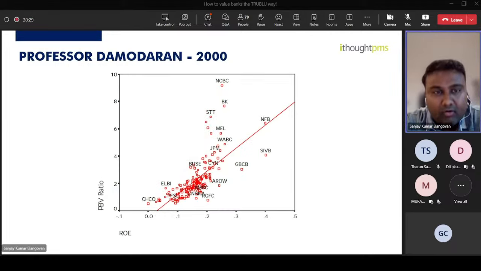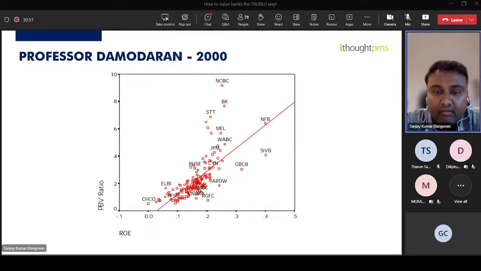There is a professor called Damodaran. He works at New York University, and he is known for valuation. Not just for banks, it could be any valuation: valuation of intangibles, valuation of businesses, valuation of startups. In 2000, he did a study on all the US companies and US banks.